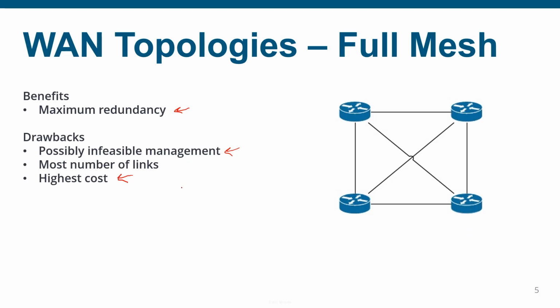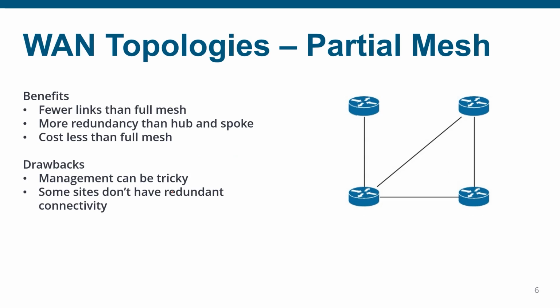So let's say you want to have more redundancy than just your hub and spoke, and you don't want to have quite the management headache or cost associated with a full mesh, then we can look at our partial mesh. A partial mesh has more links than a hub and spoke. It has more redundancy than a hub and spoke, but it has fewer than a full mesh.